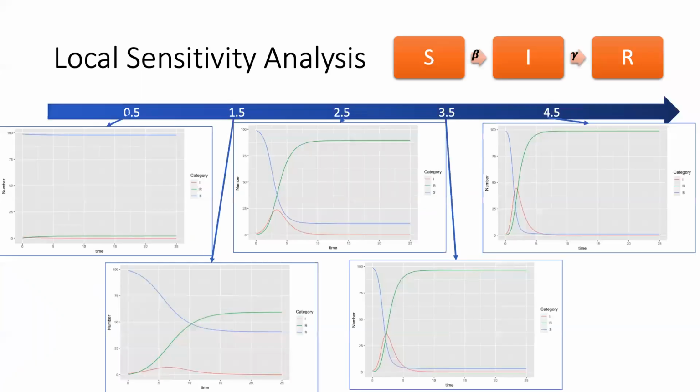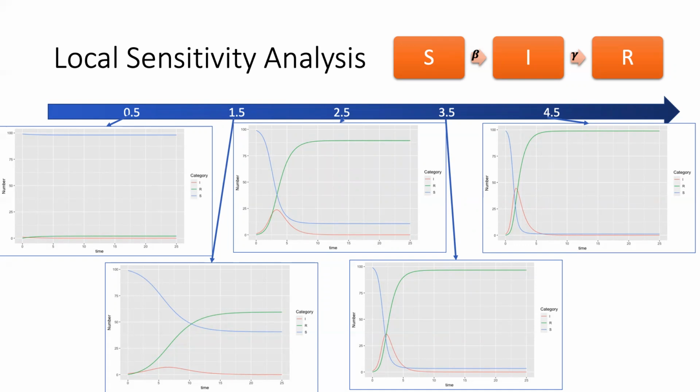So, local sensitivity analysis. We're going to, again, work with our SIR model. And let's say we have beta, which we don't know exactly what it is. We've fit beta before in our model fitting videos, but let's say we don't know exactly, but we know it's somewhere between 0.5 and 4.5. Pretty broad range. Could be anywhere in there.